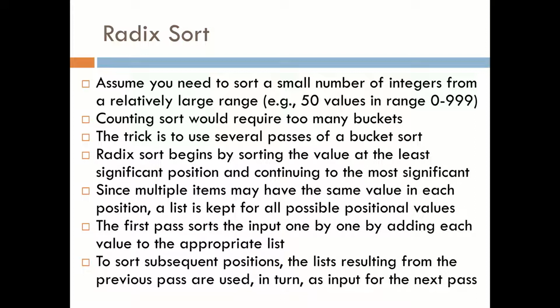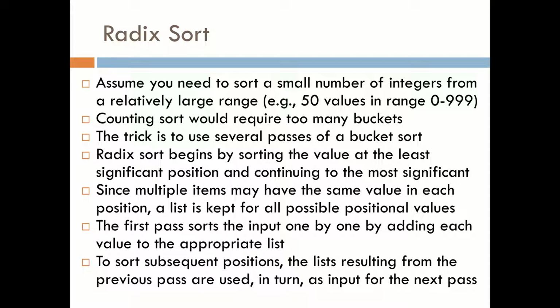Thus, the first pass will sort the input by adding those numbers to the ones position in that list, and then any subsequent passes. In the case of 2 digits, we would only have two passes. Any subsequent pass takes the previous pass's output as its input, and then sorts by that particular digit.